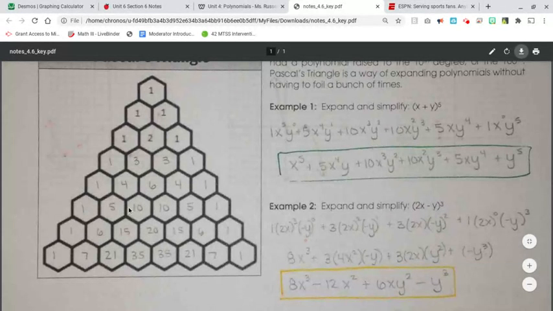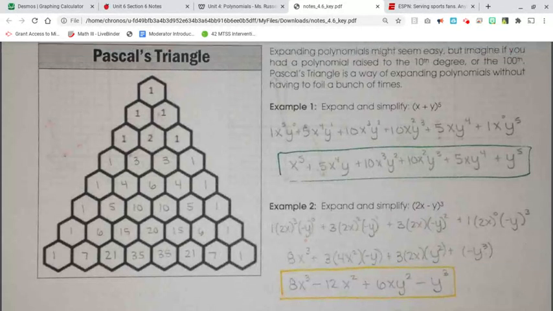For the next row, 1 plus 5 is 6. 5 plus 10 is 15. 10 plus 10 is 20. And 10 plus 5 is 15, and then 5 plus 1 is 6. And then for the last row, 1 plus 6 is 7, 6 plus 15 is 21, 15 plus 20 is 35, 20 plus 15 is 35, 15 plus 6 is 21, and 6 plus 1 is 7. So now we're going to look at the examples.